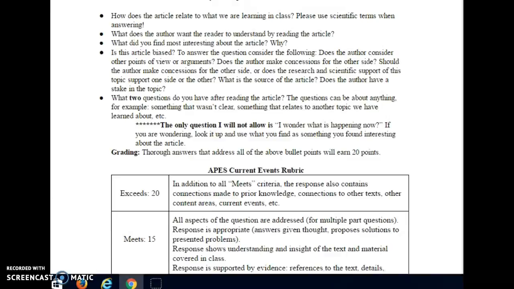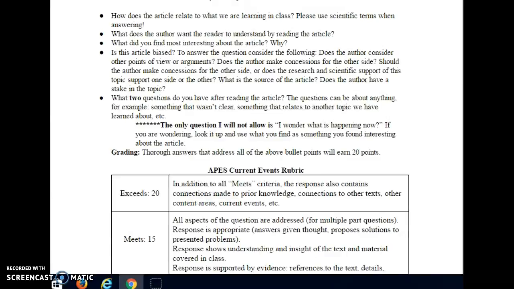And the last bullet point is for you to ask 2 questions. Not 1, but 2, and you can always ask more. What questions do you have after reading the article? Science is all about asking questions, so we expect you to be thinking as you're reading the article about what questions you have. Maybe something wasn't clear, or something relates to a topic we've already learned.